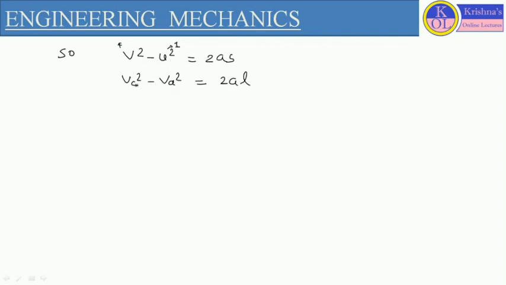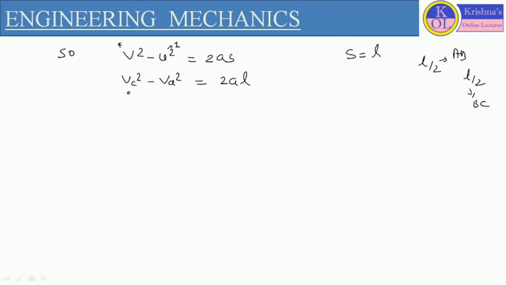So it will become VC square minus VA square equals 2AL. The total distance traveled by the particle we are considering is L. It is divided in two parts, L by 2 and L by 2: L by 2 for AB and L by 2 for BC. So first we will consider the complete distance L, because the initial velocity is VA and the final velocity at the final point C is VC. So this equation we will consider for the solution.